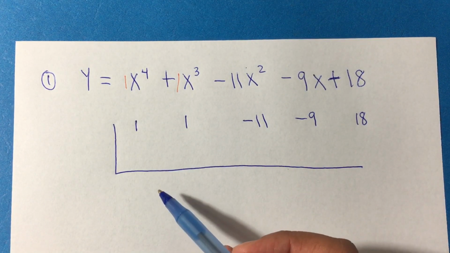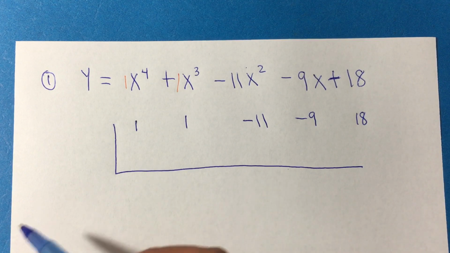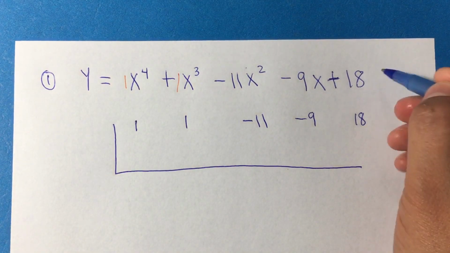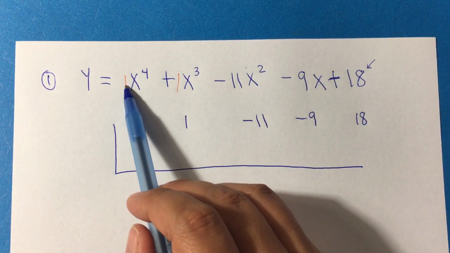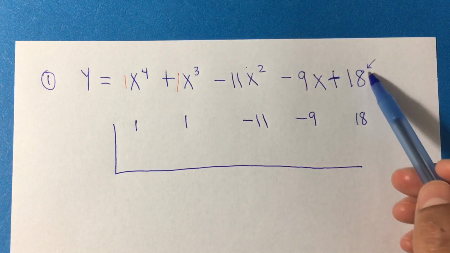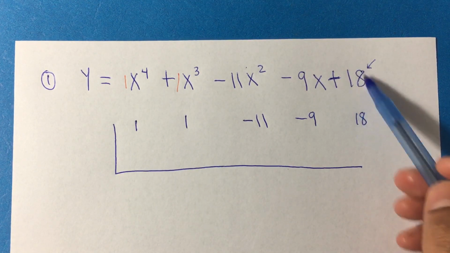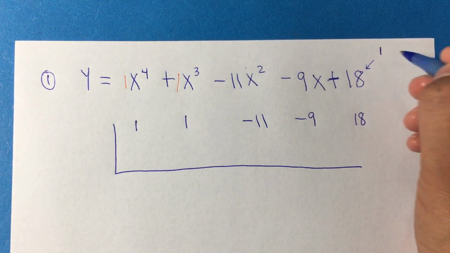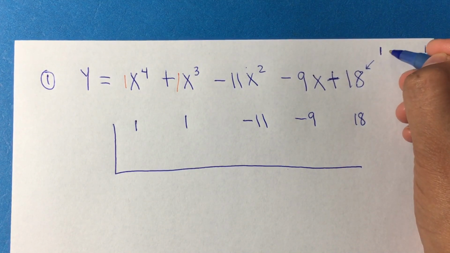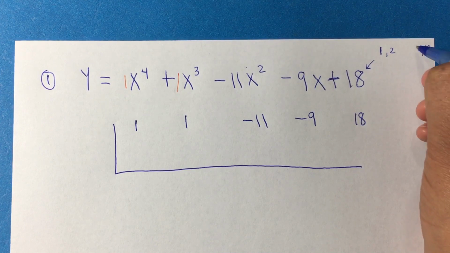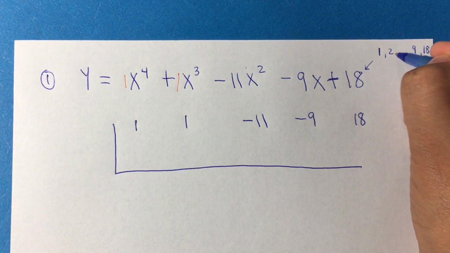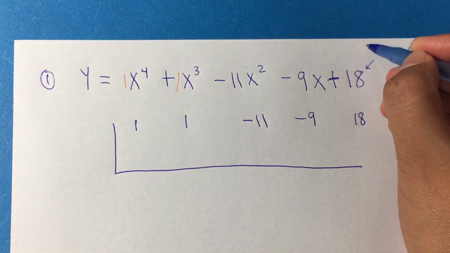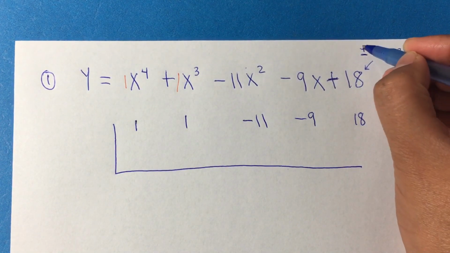And so basically what we're doing is dividing by a factor. I'm going to look at it: if the leading coefficient is a 1, then I'm just going to focus on the factors of 18. What numbers can be multiplied to make 18? 1 times 18, 2 times 9, 3 times 6. But not only that, we have to get the positive and the negative of that.